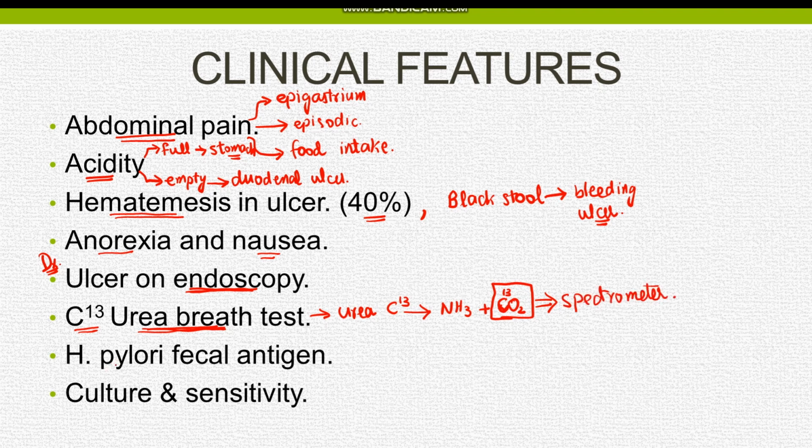The easier, more specific and sensitive test for detection of H. pylori infection is detection of H. pylori fecal antigen, whereas the gold standard diagnostic test for H. pylori is culture of the bacteria, which reveals gram-negative, spiral-shaped, motile and urease-positive bacteria.